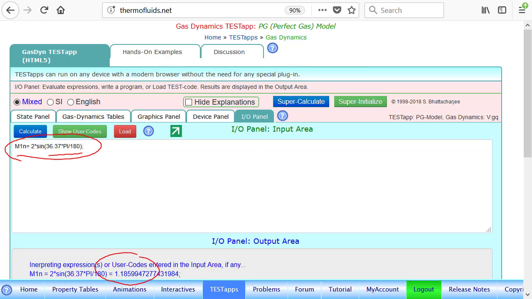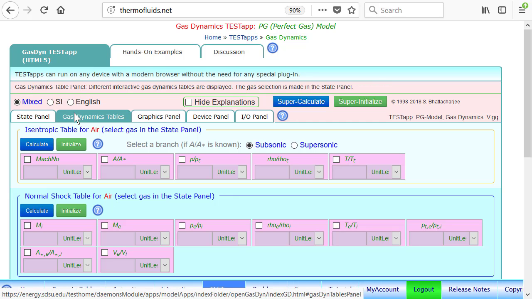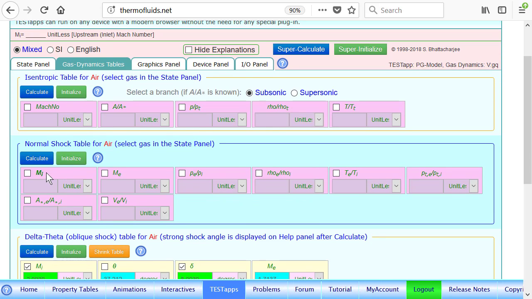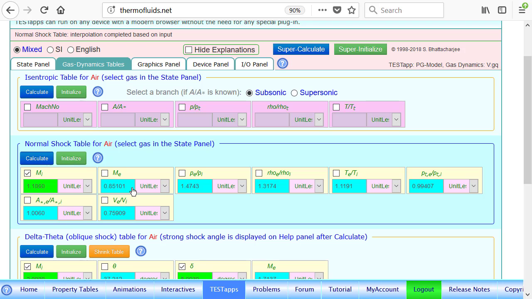1.1859. So we'll copy that 1.1859 and go back here to the normal shock table. We are going to paste it with Control V. Yep, I got it. Calculate. So that produces the exit Mach number, the normal exit Mach number, and all the ratios that were wanted in this problem: temperature ratio, total pressure ratio, etc.